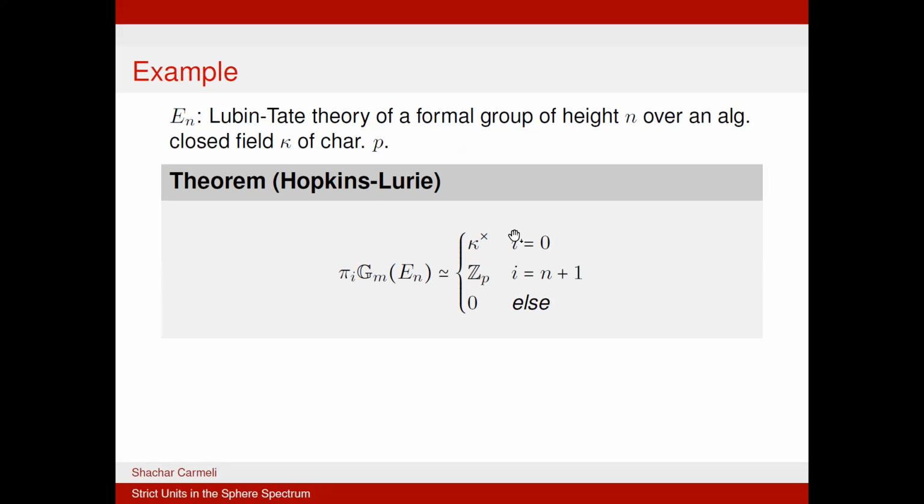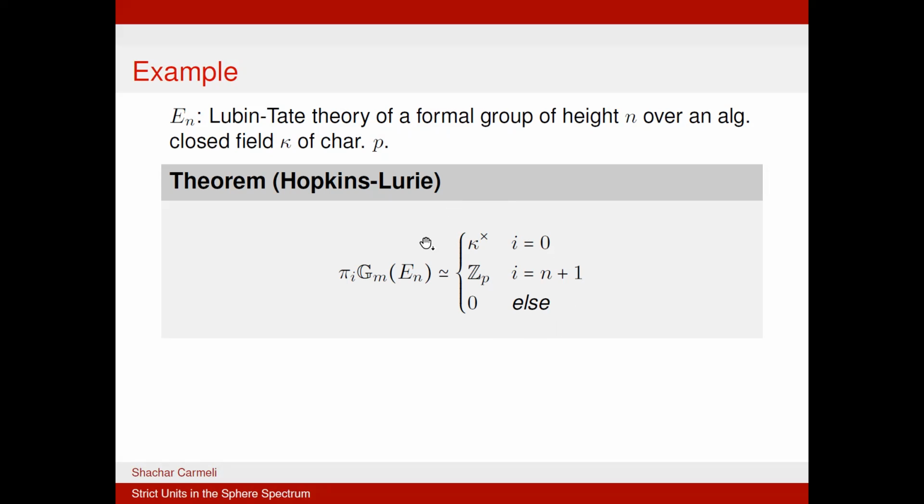So for i equals 0, it is just kappa cross, namely the units of kappa itself. And at i equals n plus 1, so one above the height of the theory, we have a copy of Z_p. And all the others are 0. And this is a theorem of Hopkins and Lurie. It is unpublished. It was discussed in the Thursday seminar at Harvard University for a while.